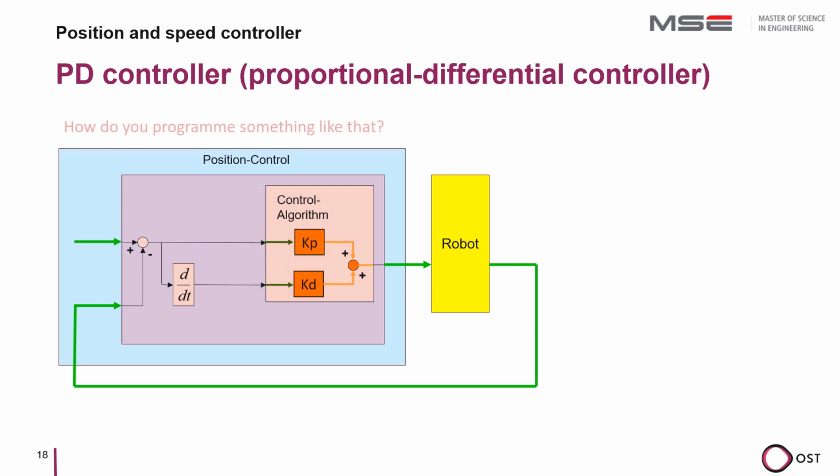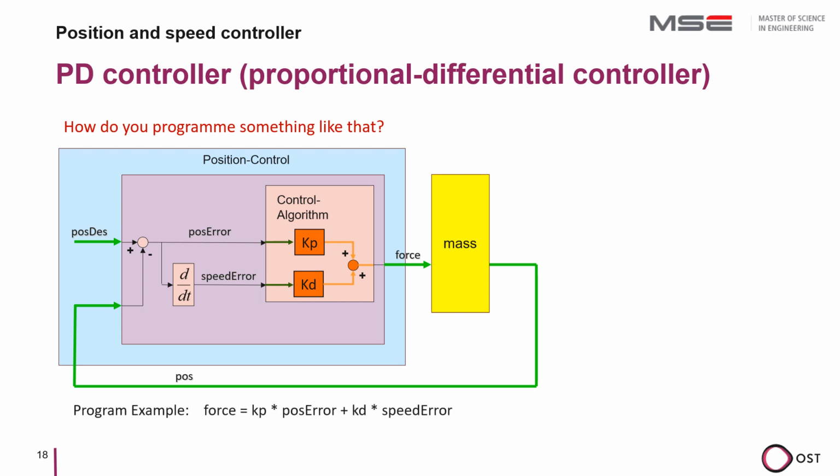The question now is how to program something like this. For this consideration, we assume that it is a single-axis control and that the robot is a simple mass. First, we define meaningful names. Then we describe the signal flow as a formula with a simple solution: force equals Kp multiplied by position error plus Kd multiplied by speed error. We can now see that the whole PD control is actually just one simple program line.